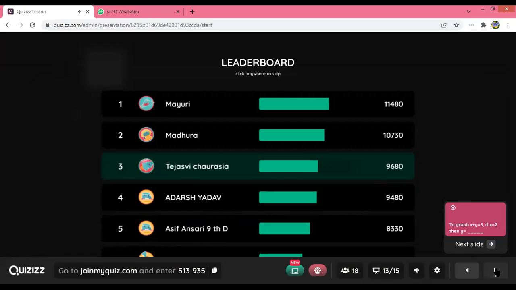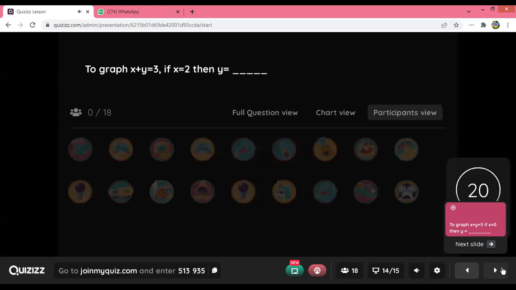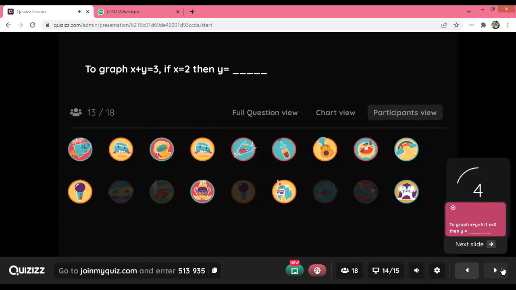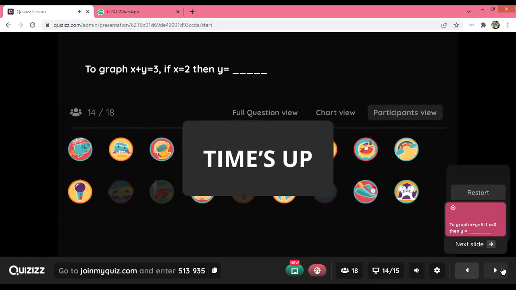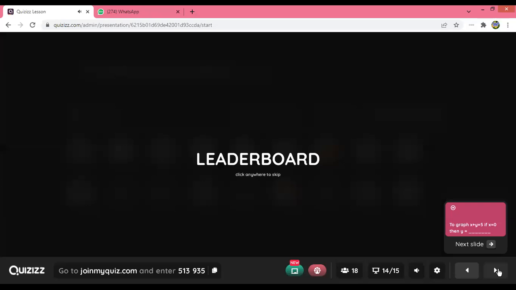2 more questions, students. Try to give your 100%. To graph x plus y equals 3, if x is 2, then what will be y? The sum of x and y is 3. Total has to be 3. If x is 2, then what will be y? I see 14 of you have answered. Well done. The answer was 1. So that the sum is 3.